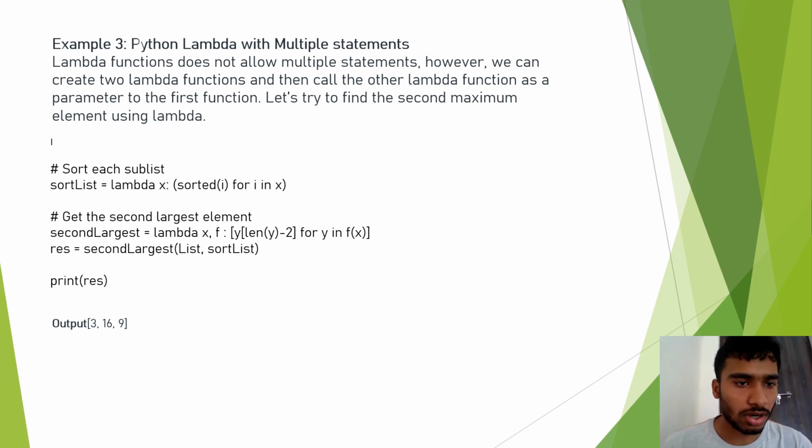Over here, we sort each sublist: sort_list = lambda x: (sorted(i) for i in x). Then we get the second largest element: second_largest = lambda x, f: [y[len(y)-2] for y in f(x)]. res = second_largest(list, sort_list). print(res). The output is 3, 16 and 9.